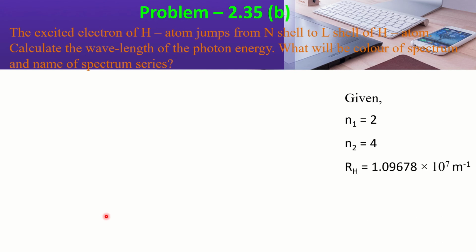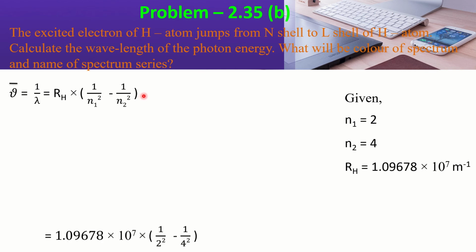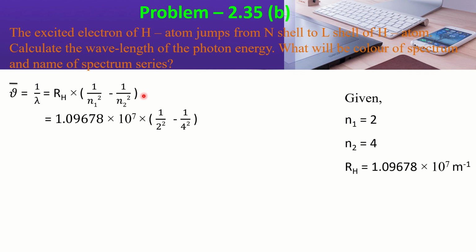Here R is, you know. Here also we will use the Rydberg equation and we will calculate the wavelength of this spectrum same as before. Here by putting all these values, we get wave number nu bar equal 0.2056 into 10 to the power 7 meter inverse. Now we get lambda equal 4.86 into 10 to the power minus 7 meter.